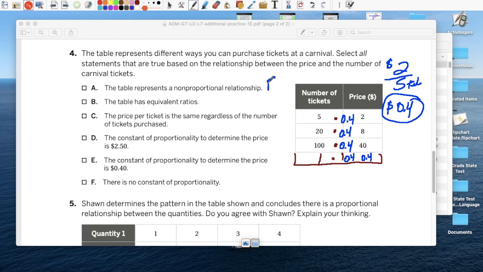The table represents a non-proportional relation. That's false. The table has equivalent ratios. That's true. The price per ticket is the same regardless of the number of tickets purchased. That's true. So if you bought 200 tickets, would it still be 40 cents per ticket? Yes, so that's true. The constant of proportionality to determine the price of the ticket is 250. That's false. The constant of proportionality to determine the price is 40 cents. There is no constant of proportionality. So actually, this is false. And the last one, I don't even know why they put it there, because that's false.